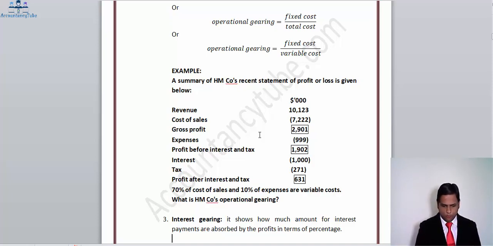Revenue is 10,123. Cost of sales is 7,222, which gives us a gross profit of 2,901. Expenses are 999. Profit before interest and tax is 1,902. Interest is 1,000. Tax is 271, which gives us a profit after interest and tax of 631. Now 70% of cost of sales and 10% of expenses are variable costs. The question asks, what is HMCO's operational gearing?